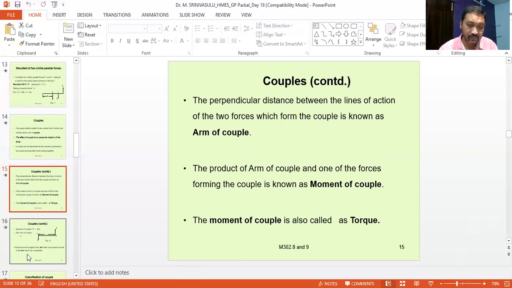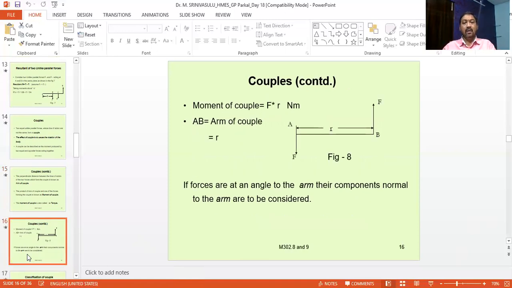Now coming to the moment of a couple. In the figure a body AB is shown. In that body there are two forces, force F and force F. The two forces are acting at point A and point B. These two forces are parallel forces but acting in the opposite direction.